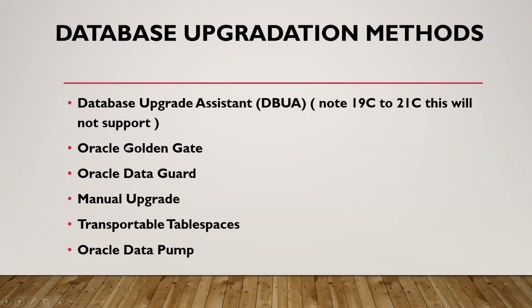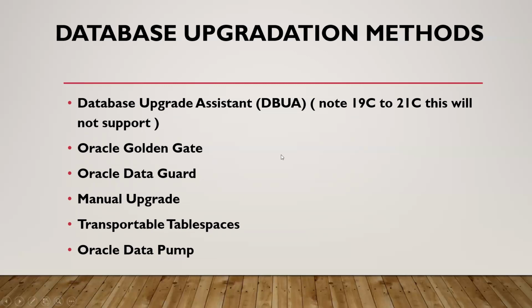We have an AutoUpgrade option also. I haven't mentioned it here, but AutoUpgrade is also there. You can use that as well. From 12c to 19c you can use AutoUpgrade, or 19c to 21c also you can use it. Otherwise, for 19c to 21c and 19c to 23c, we have a plug and unplug option. That also we can do. That is very quick, with minimal downtime, and we can upgrade our databases.